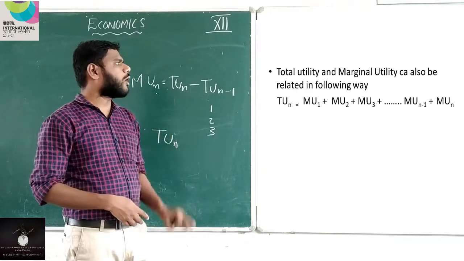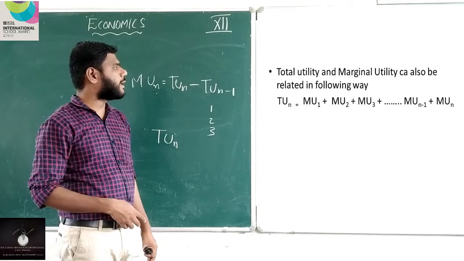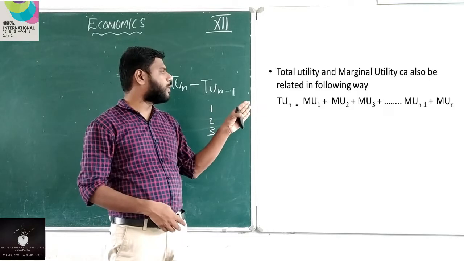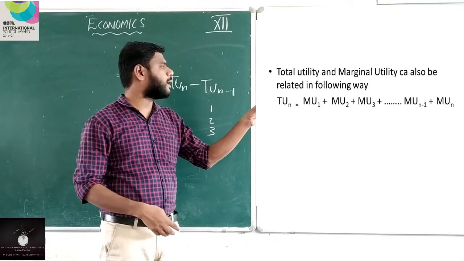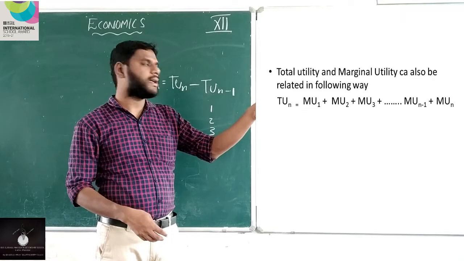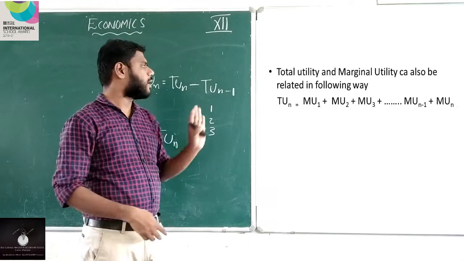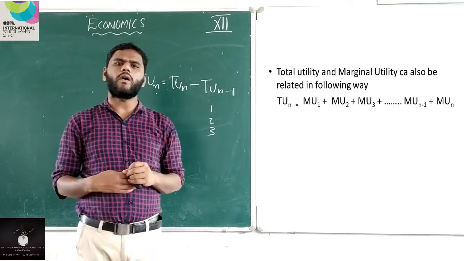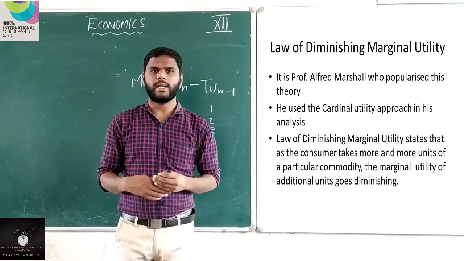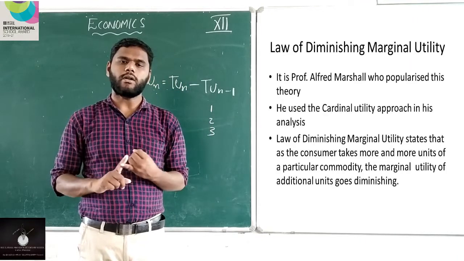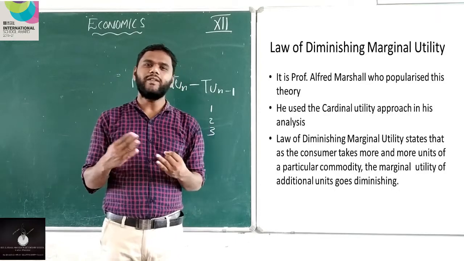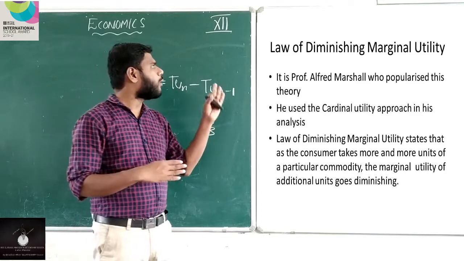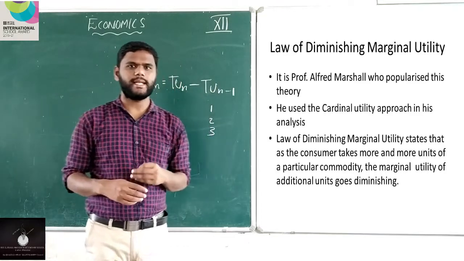Now, total utility and marginal utility can be related in the following way. TUn, total utility, is equal to MU1 plus MU2 plus MU3 and so on, up to MUn minus 1 plus MUn. This is the equation to find the total utility. I hope you understood total utility and marginal utility. Already we discussed them in the previous class. Now, the law of diminishing marginal utility.